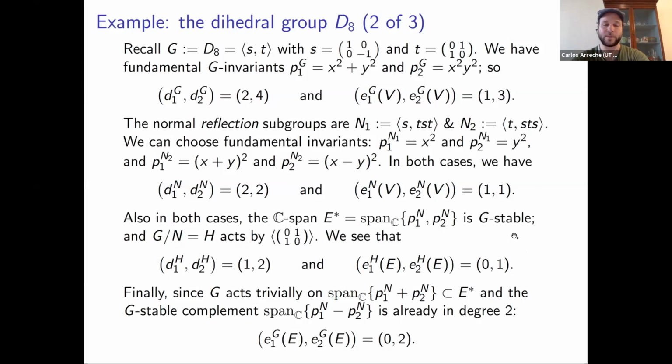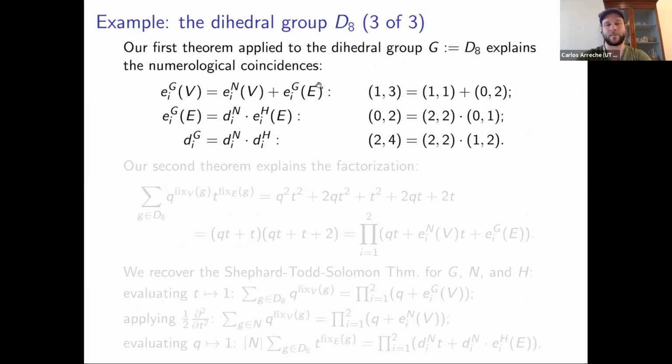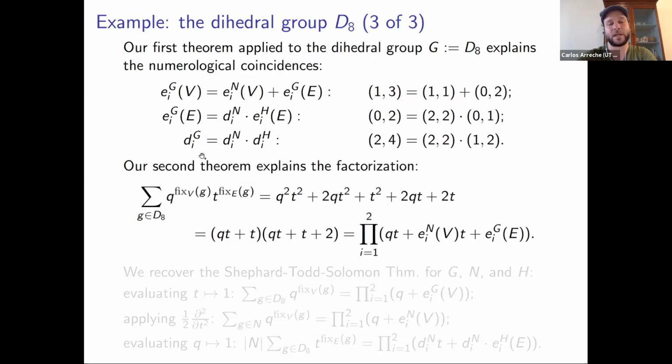I just wanted to use them to illustrate what our theorem says in this example, which is that indeed you get the exponents of g by adding the ones for n and the exponents of g, and so on and so forth. And you also get to witness our factorization, which in some sense slows down the Shephard-Todd-Solomon formula by doing things for n first, and then for g.